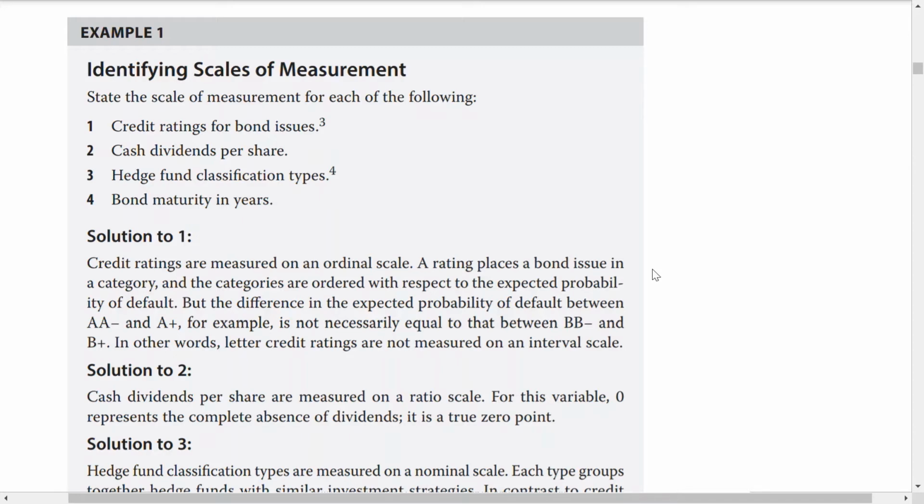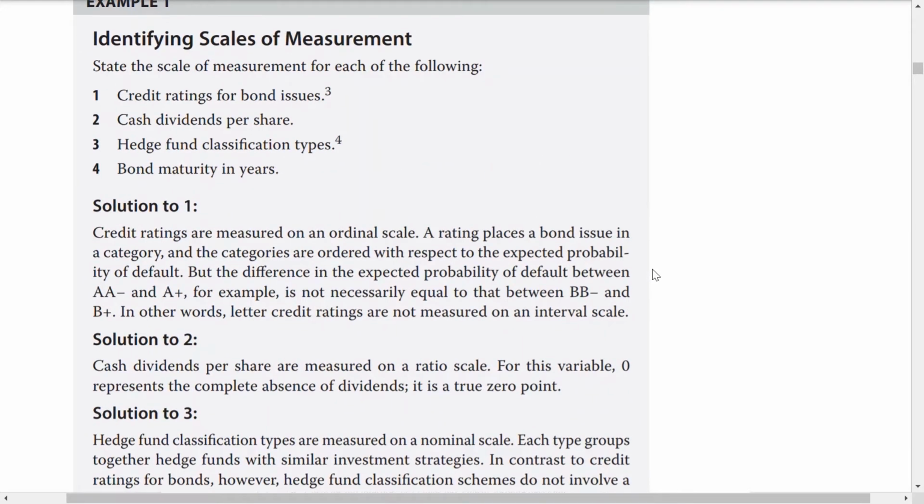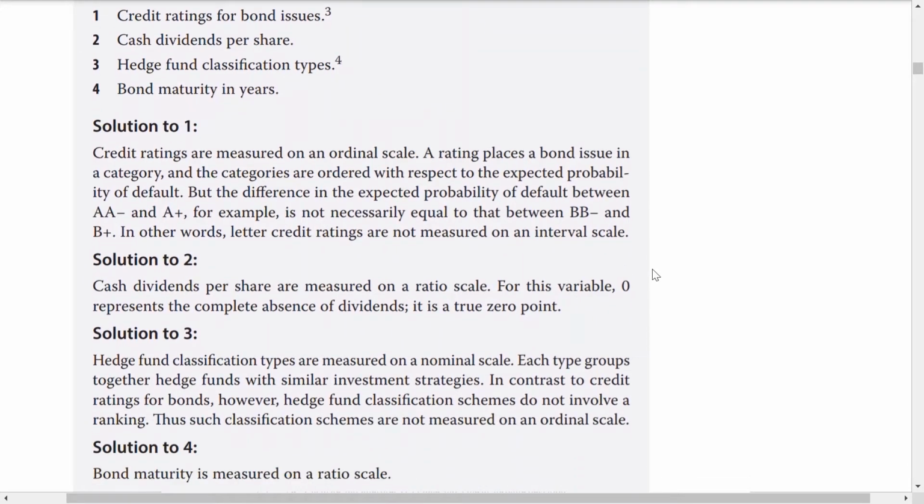Secondly, we have cash dividend per share. Cash dividend per share is measured by a ratio scale. For the variable, 0 represents the complete absence of dividends and is a true 0 point.